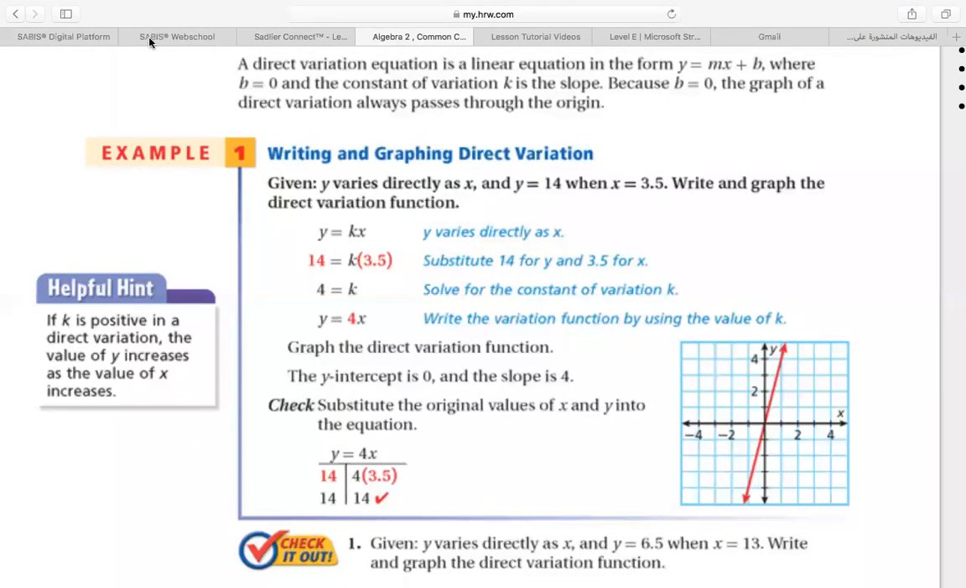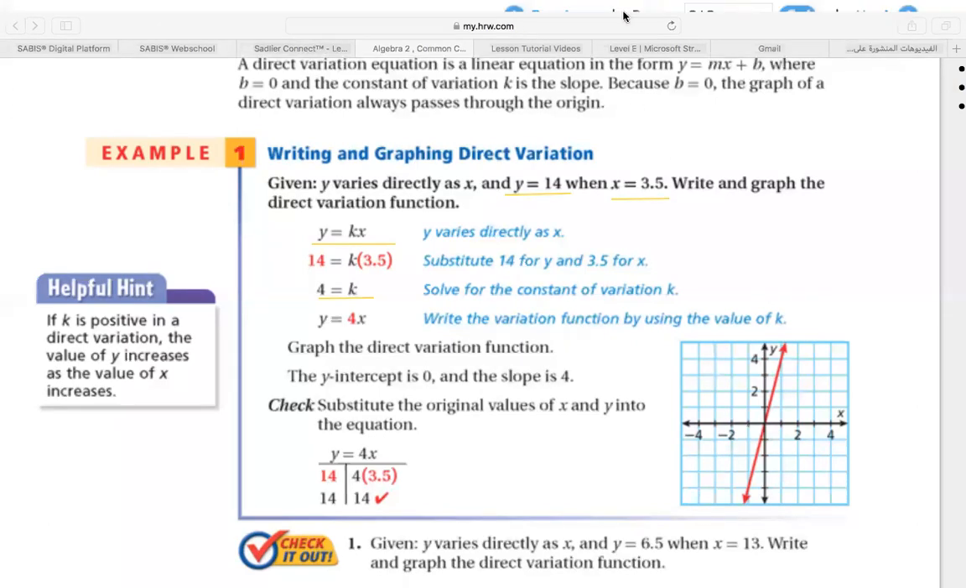This is the form that I'm going to use. I have the value of y here, and I have the value of x here. So I'm going to substitute the value of y by 14 and the value of x by 3.5. Then I'm going to get the value of k. Then I'm going to write back the direct variation function: y is equal to 4x.